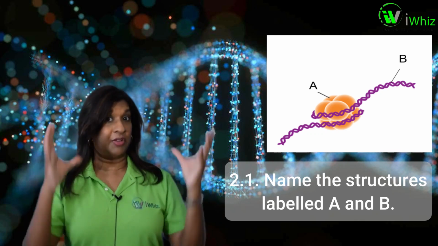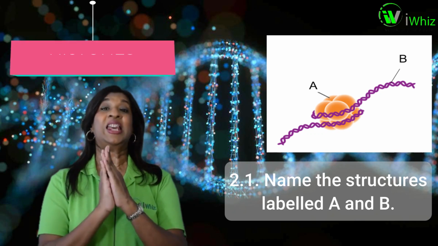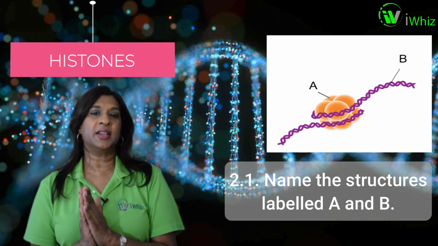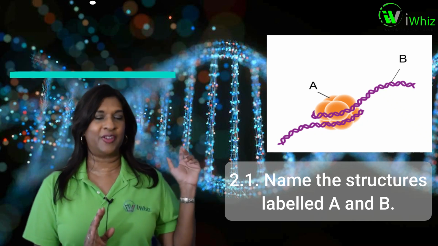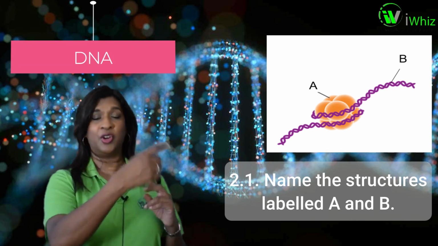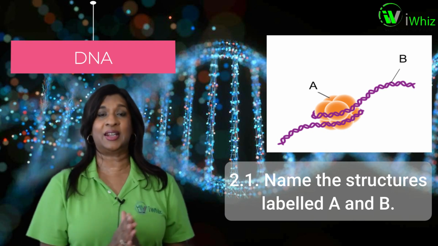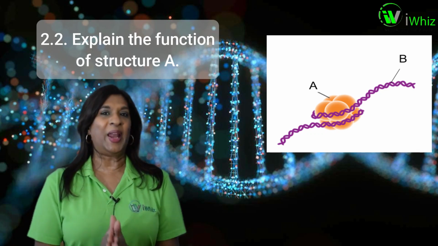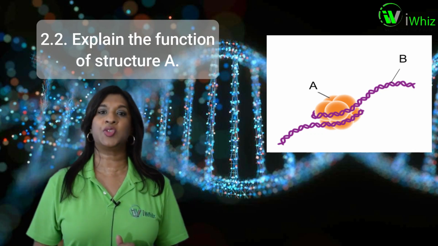So A, the rounded bits are histones, or you could say histone proteins. And what's B? That should be obvious. B is your DNA, right? So you know double-stranded helix, right? Double helix. Right, 2.2. Explain the function of structure A.